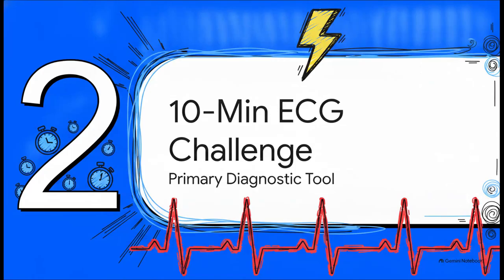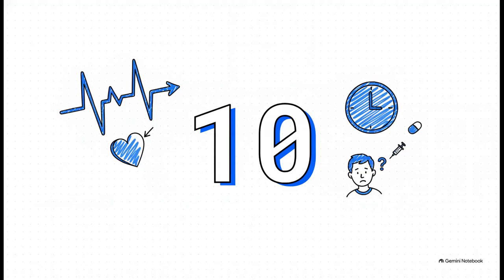Section 2. The 10-minute ECG challenge. This is your primary diagnostic tool. You have a maximum of 10 minutes. From the exact second the patient hits the door, a 12-lead resting ECG must be obtained and shown to an attending. 10 minutes, no excuses. And remember, this applies to anyone with possible ischemia, including older adults or diabetics who might present with atypical symptoms like sudden weakness or unexplained dyspnea.